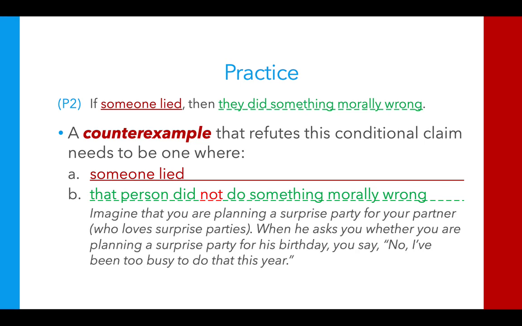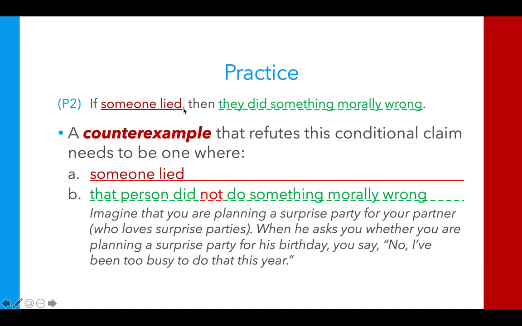Here's my example. Imagine you're planning a surprise party for your partner who loves surprise parties. When he asks you whether you're planning a surprise party for his birthday, you say, no, I've been too busy to do that this year. So in this case, you're lying, but it seems like it's morally permissible to do it, because this person loves surprise parties, and how else are you going to give him a surprise party other than by lying?